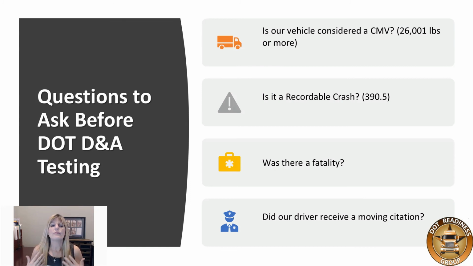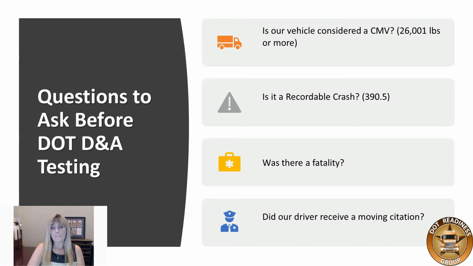So, questions asked before drug and alcohol testing. Like I said, is it a commercial motor vehicle for drug testing purposes? Is it over 26,001 pounds? So this is before testing. Is it a recordable crash under 390.5? Was there a fatality? No. Did our driver receive a moving citation? This is an easy little checklist. Yes, yes, no, no. In DOT ready software, like I said, we have it all. So you answer the questions right there at the scene and it tells you what you need to do, unless you order the drug test right from there.